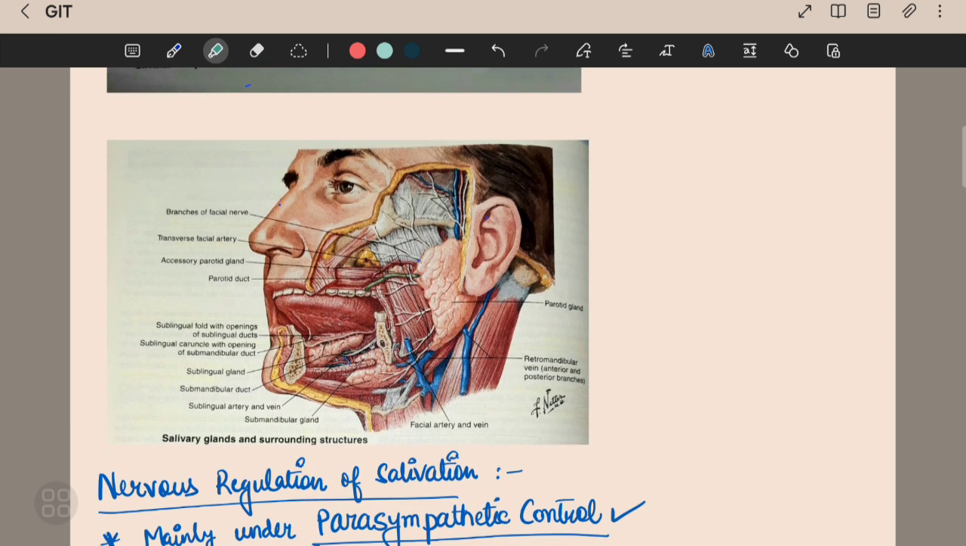So here you can see the location of the glands: the sublingual gland present beneath the tongue, the submandibular duct along with the submandibular gland, and this portion is actually the parotid gland. Okay, so the parotid gland is present over here. There is the parotid duct, or Stenson's duct, from where the secretion will come.